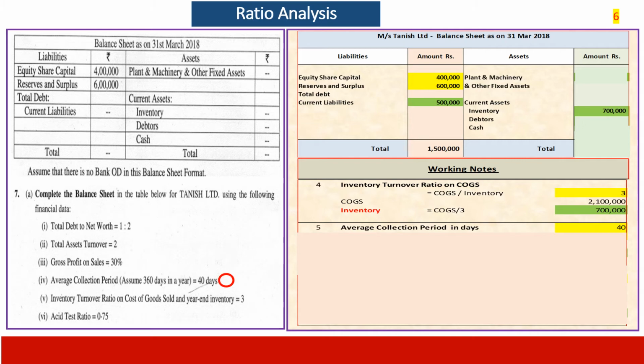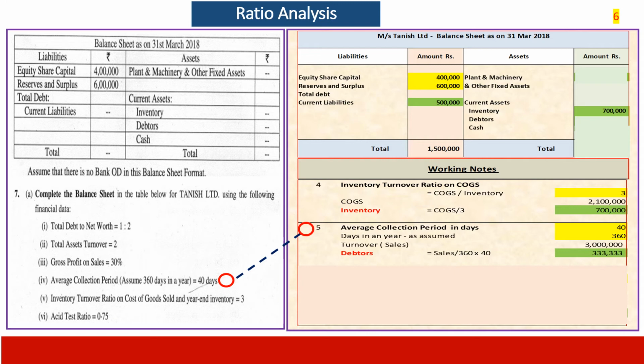Average collection period in days. That refers to credit sale duration. Debtors represent goods sold on credit and pending for collection. And he also says to assume 360 days in a year. It means if I have sales for the whole year, per day sale means I should divide it by 360, and my debtors are 40 days. To that I have to multiply it by 40.